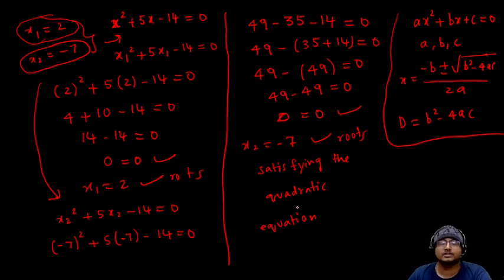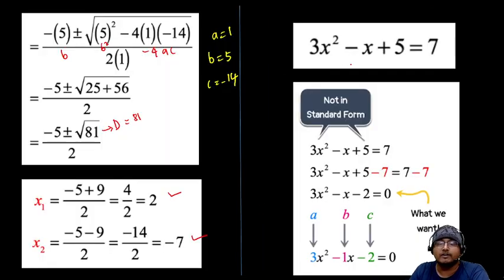These substitutions are just for verification purposes, but they don't have any particular utility. Okay. Next, one more example problem. This is the second example problem. What is it? 3x square minus x plus 5 equal to 7 is the question given.